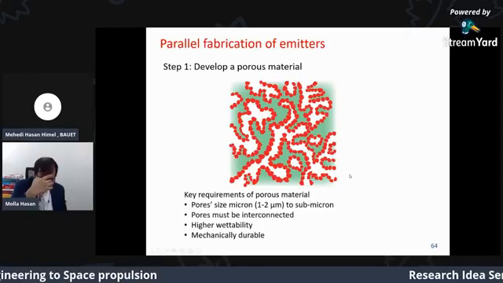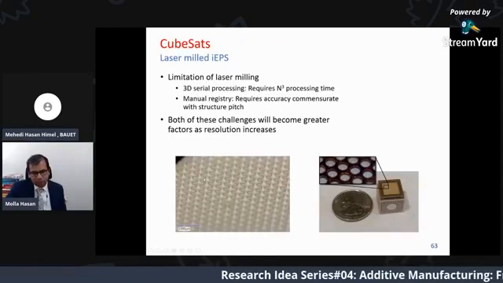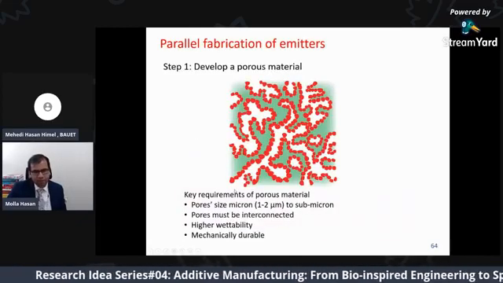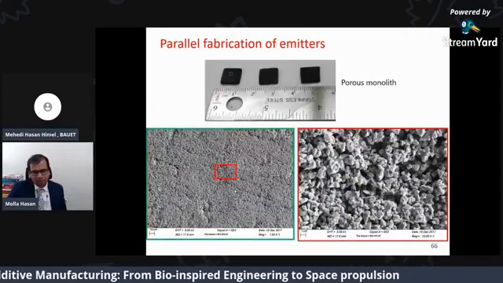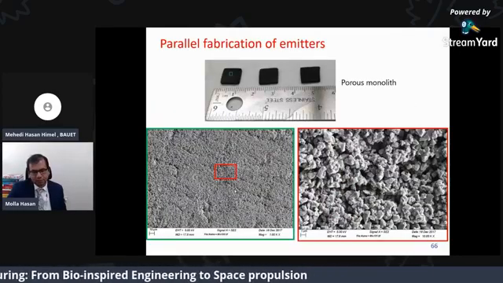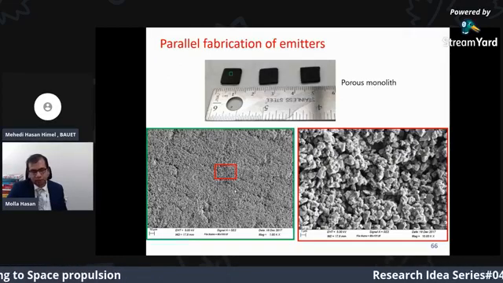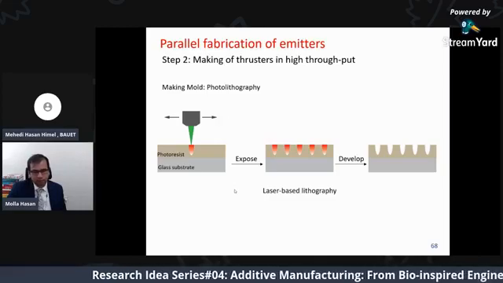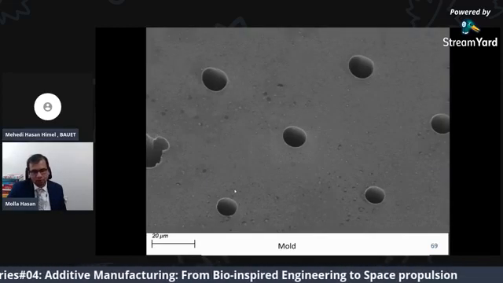And so our goal is to make a material so that we can make those thrusters. So we developed a porous material, and these porous materials are bicontinuous. That means that liquid can actually flow. And we did some lithography to make the mold. And this is one of my molds.